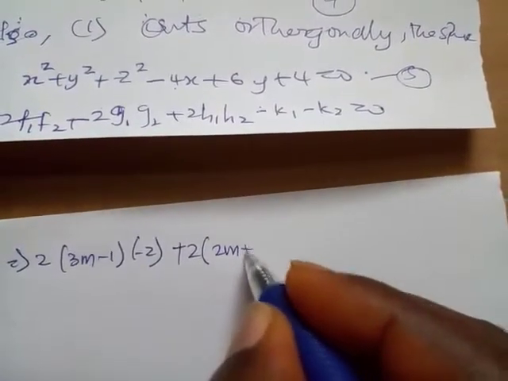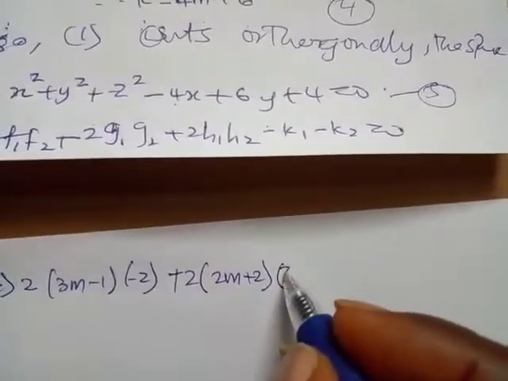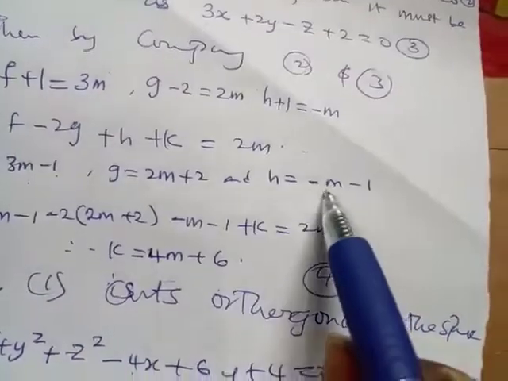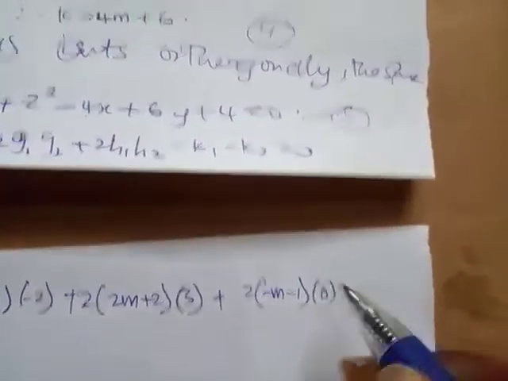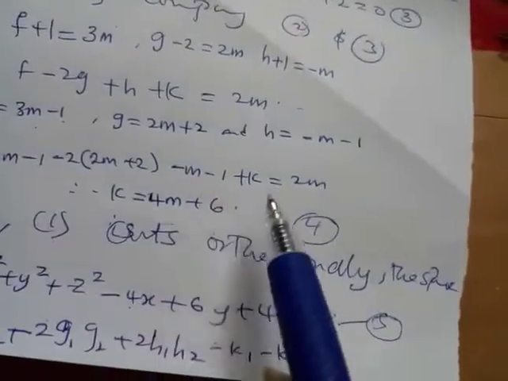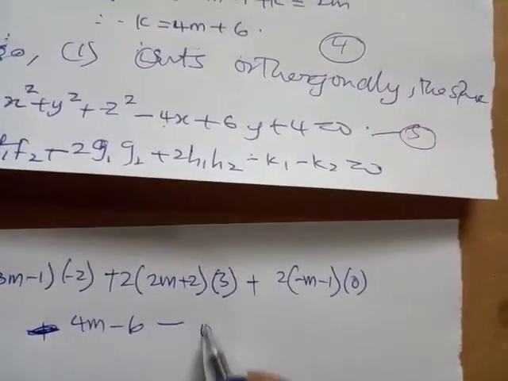2m plus 2 times, we divide this by 2. This will be our g2 times 3 plus 2 times h1. This is our h1 here. Minus m minus 1 times, there's no h here, that will be 0. So it will be minus k1. Everything here is our k1. That will be minus 4m minus 6. Then minus k2, this is our k2 here. Minus 4 equal to 0.